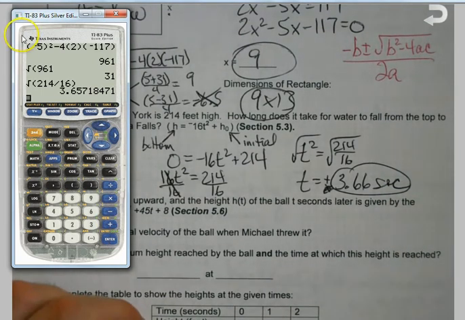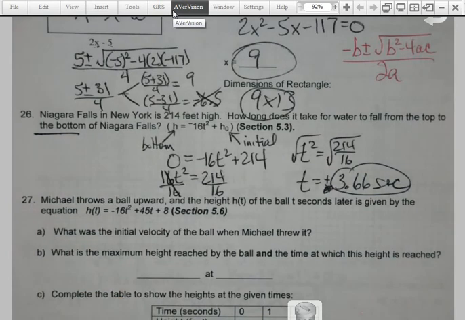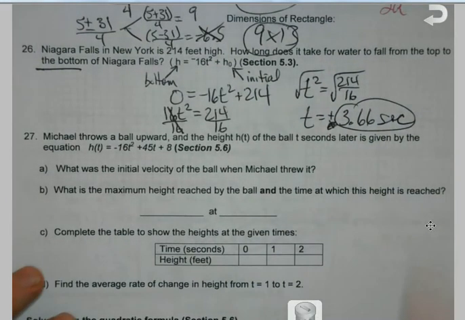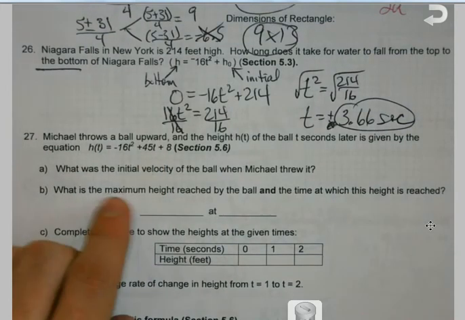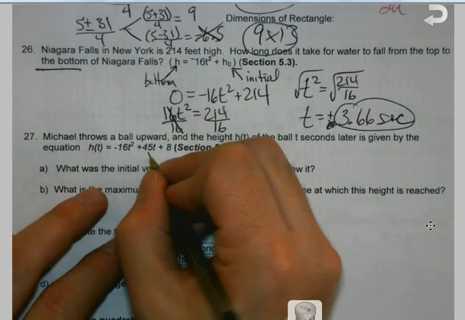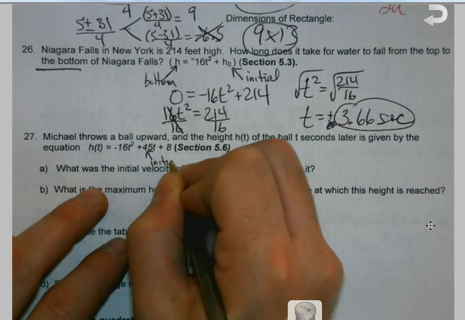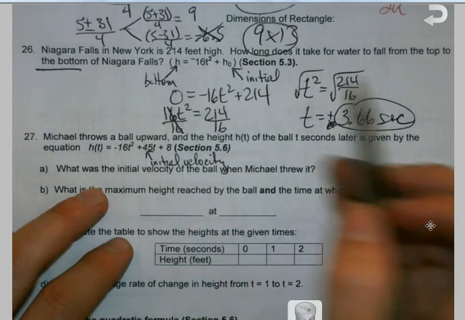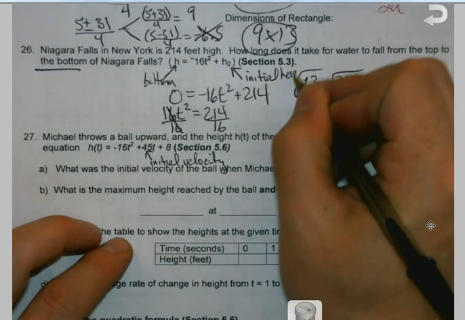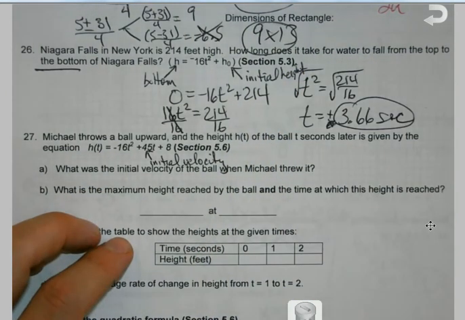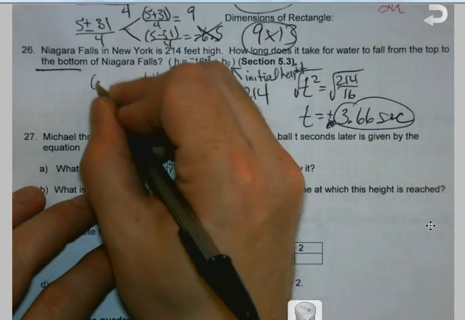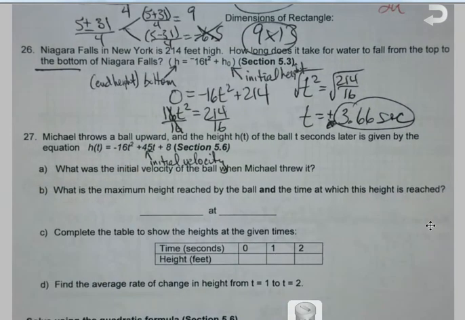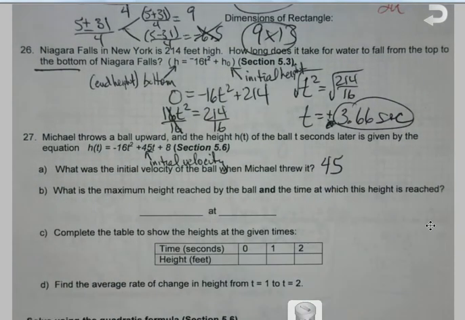So I solve using my roots. So I'm like, okay, well, let's see here. Michael throws a ball upward and the height is given by the equation. So they give me the equation. What was the initial velocity? These are the types of things I gotta know. We talked up here about our initial height being h sub o on the end. Okay, this is our ending height with plain old h, but my initial velocity is always going to be the number in the middle, so 45.